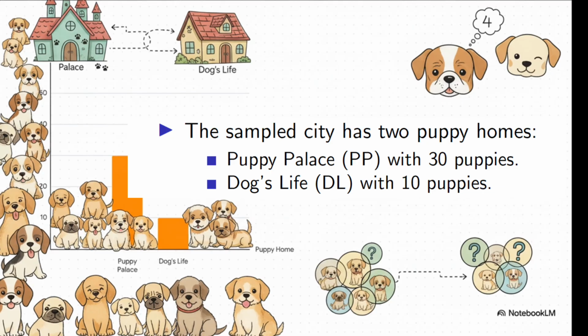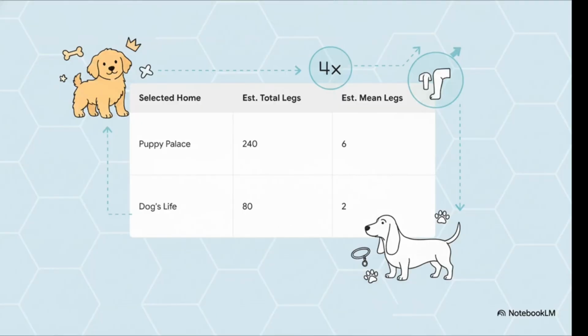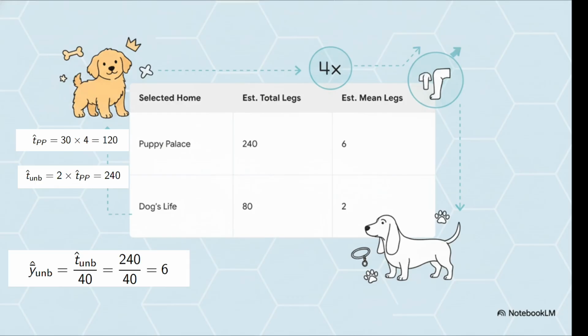Here's our plan. We're going to randomly pick one of these 2 homes. Then, from whichever home we pick, we'll randomly sample 2 puppies and count their legs. And just to keep it simple, we'll assume every single puppy has the normal 4 legs. All right, let's run the numbers with our unbiased estimator. What happens? Well, if we pick Puppy Palace, our 2-puppy sample has an average of 4 legs. So the estimated total for that home is 30 puppies times 4 legs each, 120 legs. To get the population total, we scale it up by 2/1, so we estimate 240 legs in the whole town. Now, to get the mean, we divide by the 40 total puppies, and we get 6 legs per puppy.